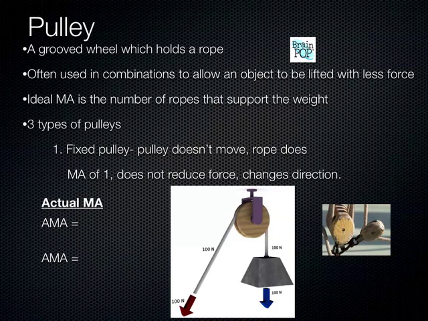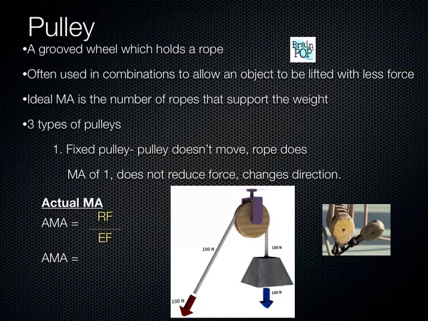Brandon? So you don't have to lift it up. You can just pull the rope. Yeah, you can pull in a downward direction, and that lifts the object up. So again, it changes the direction of force. That's one of the uses of a simple machine. So this gives you a mechanical advantage of one.